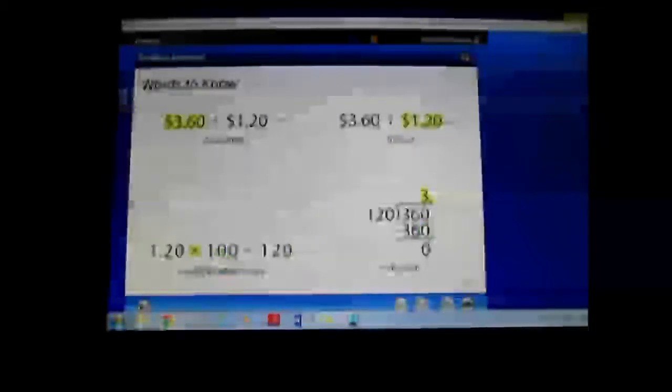Words you need to know for this lesson is the dividend. That is the number that you're going to be dividing up. And then the divisor is also a word that you need to know. The divisor is what groups you're going to break them up into. So you're dividing by this number and you're dividing the larger group up into the groups here.